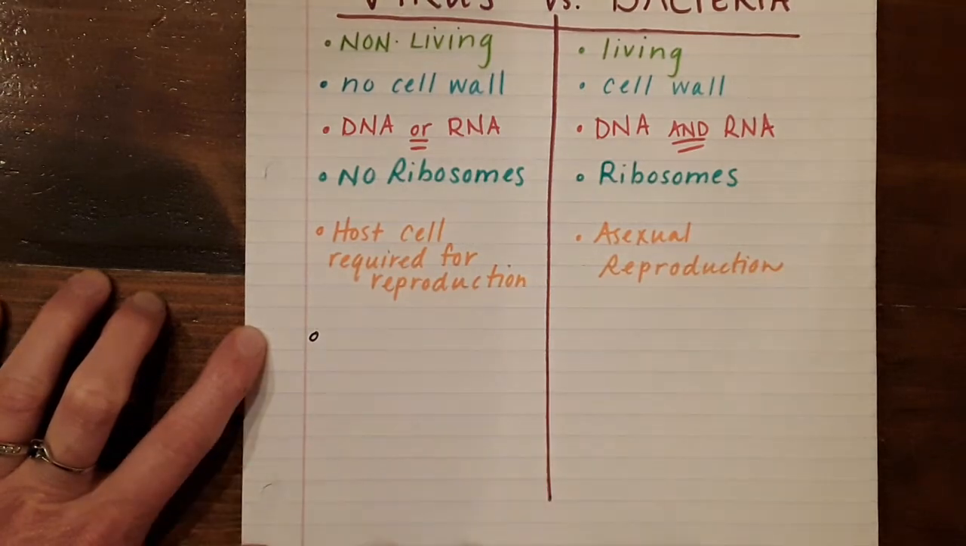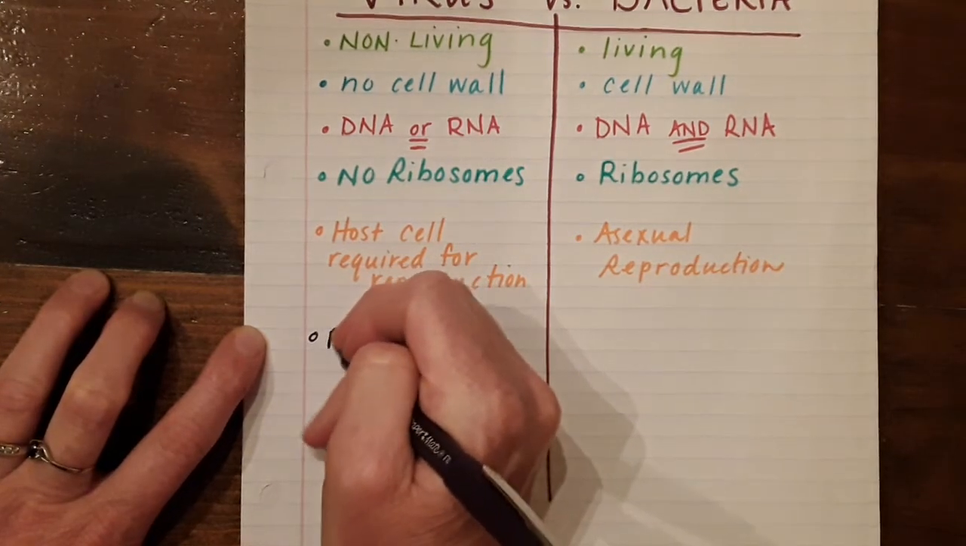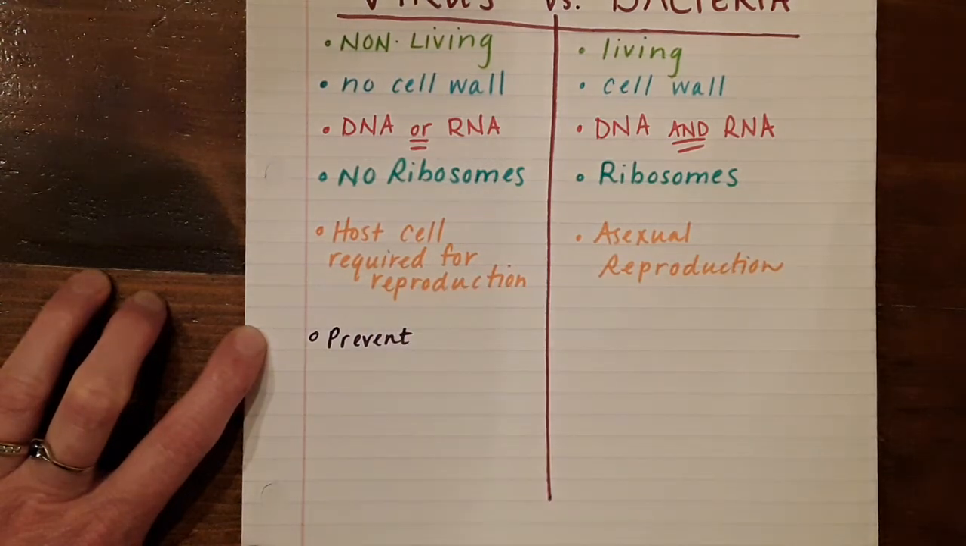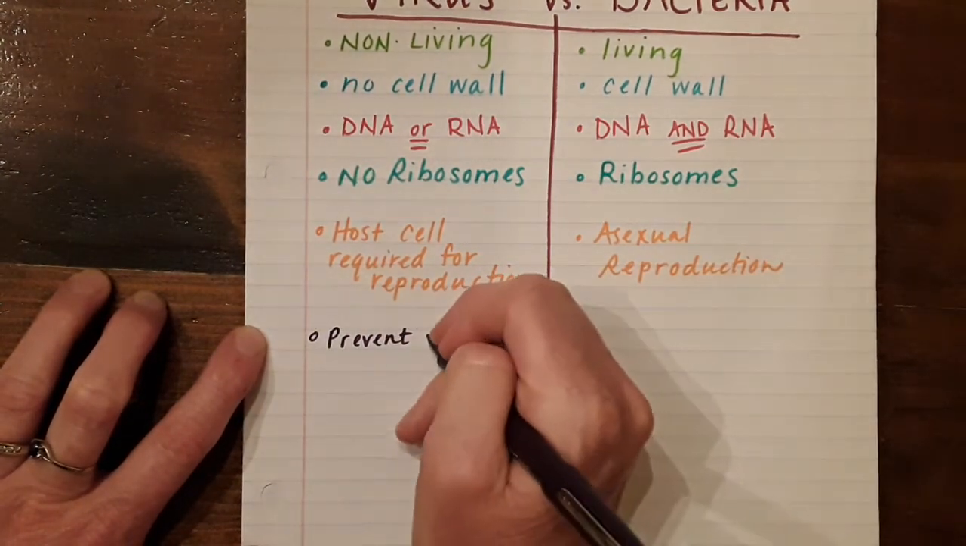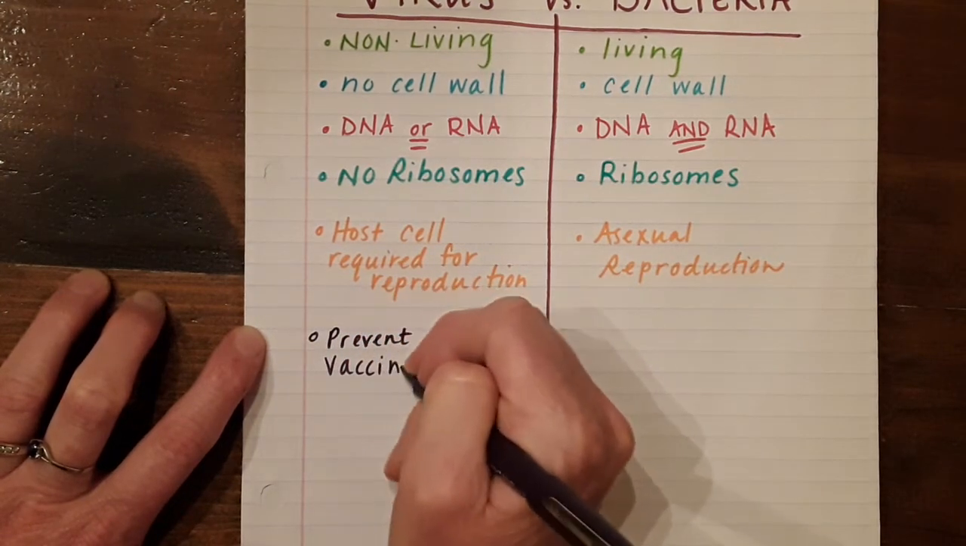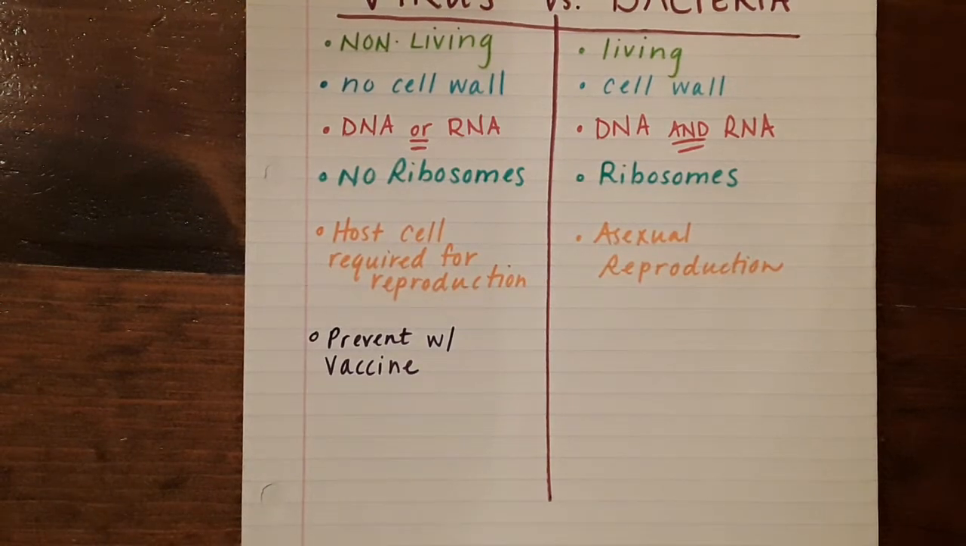So the best way to control viruses in a population is to prevent people from getting viruses in the first place. And the way that we prevent viruses from spreading is we prevent them from having available hosts. We prevent them with vaccines. So we have lots of people take vaccines, they build up immunity, they can't get the virus, and now the virus can't spread from person to person.